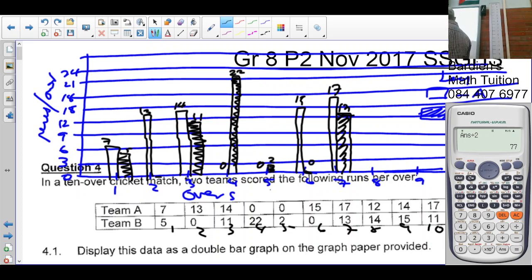Over 8 is 12, so it's on the line here. Okay, 12 and 14. And then over 9, 14, blank, and 15 is one more than that. 15 is on this line. Okay, you all agree with that?